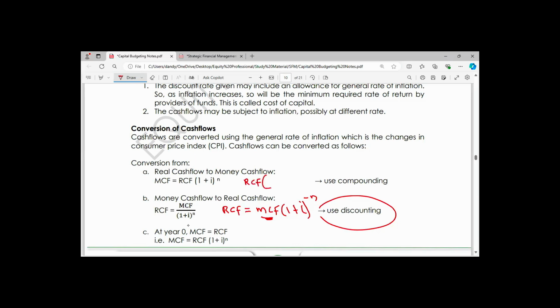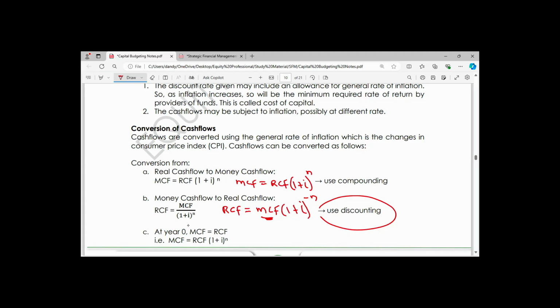In most cases, this is the one you are going to use on the day of the exam. So to get the money cash flow, let me write this. You pick the real cash flow as given to you, you multiply with general inflation rates, then raise to power n. Because you are compounding it, you have to raise it by n. By the time you do your calculation, it will give you the inflated cash flow, which is money cash flow. So these are the ways in which you can convert money cash flow to real cash flow or real cash flow to money cash flow.